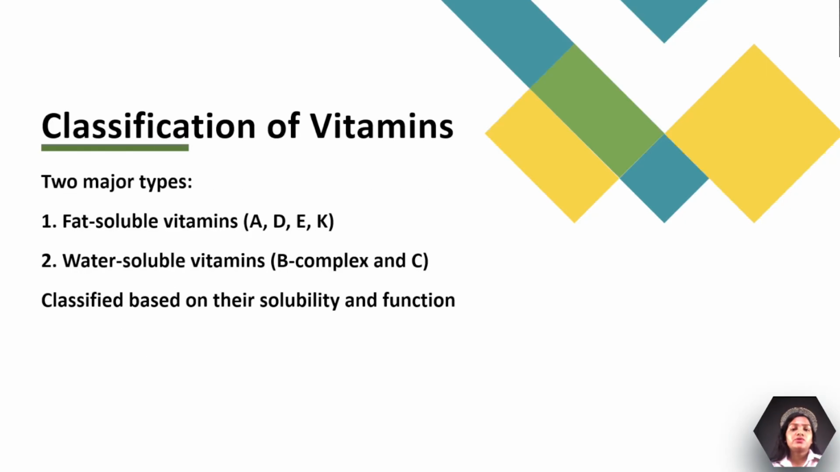Now the classification is based on solubility. The first type is fat soluble vitamins, which are distinguished into four main parts: vitamins A, D, E and K. The second main type is water soluble vitamins, which consist of B complex and C. These are the two types, based on solubility, because vitamins A, D, E and K are more soluble in fats, whereas B complex and C vitamins are soluble in water.